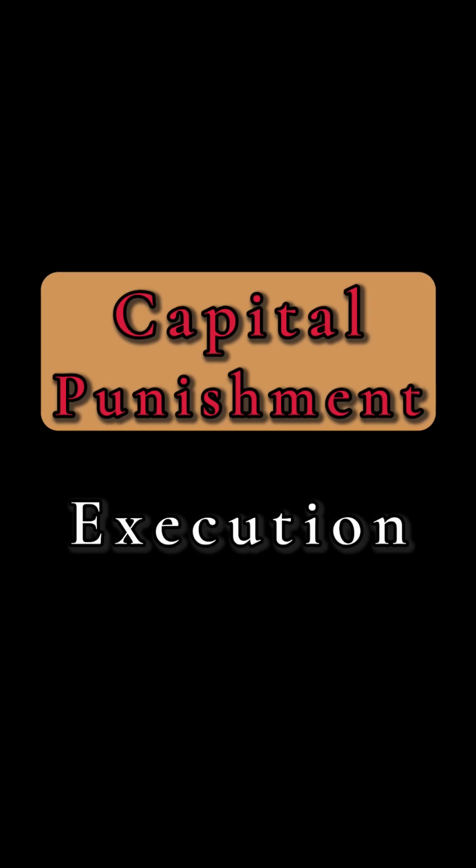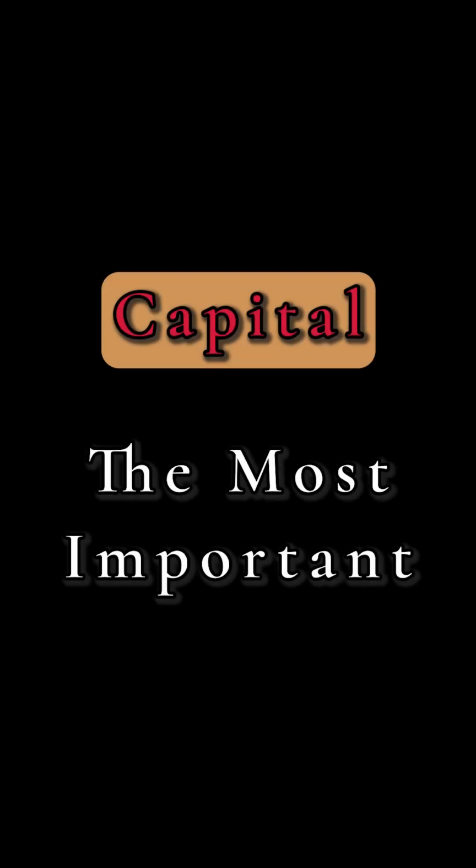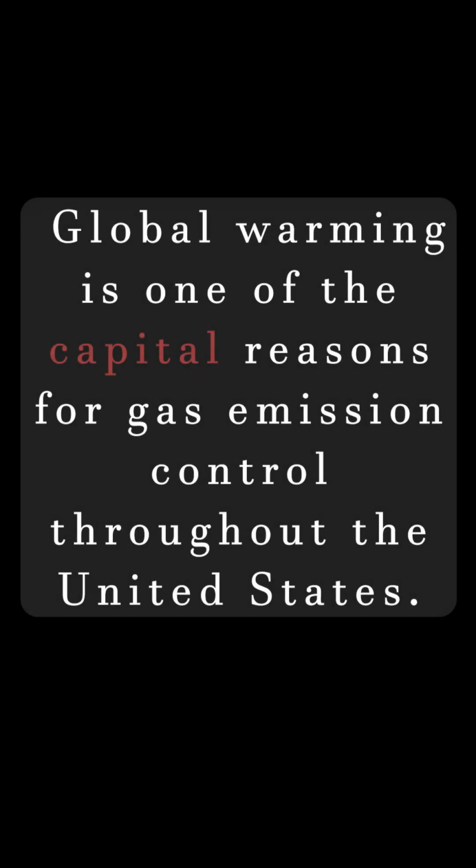Capital punishment, which means execution. Capital also refers to an amount of money, the capital that you accumulate in a business so that you have to pay on capital gains, for example, that's CAPITAL. Or it could also mean the most important or the most serious or the most influential part of something. For example, murder is capital punishment, or global warming is one of the capital reasons for gas emission control throughout the United States. So that's pretty easy to tell the difference.